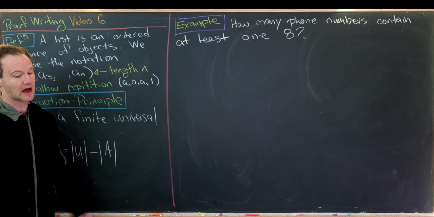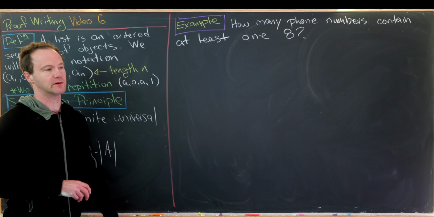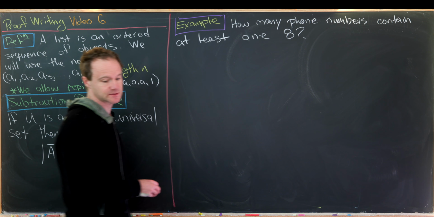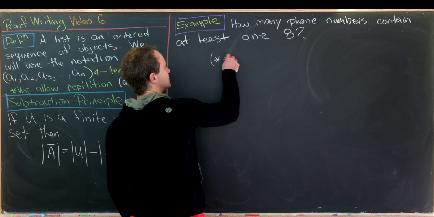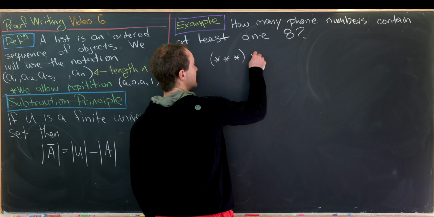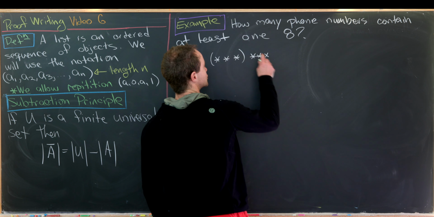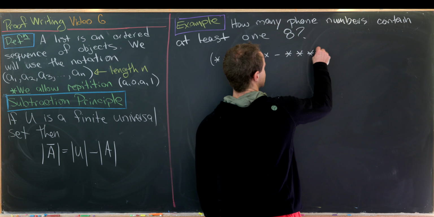So our goal now is to find how many phone numbers contain at least one 8. So let's maybe recall the shape of phone numbers, at least if you're living in the US. So they look like this. You have an area code. So that would have three choices right here. And then you have a prefix, which is three more choices. And then you have the suffix, which is four choices.